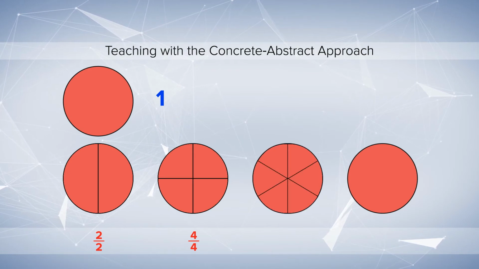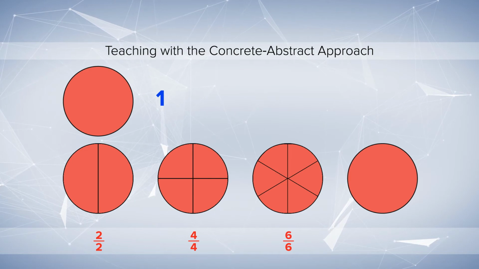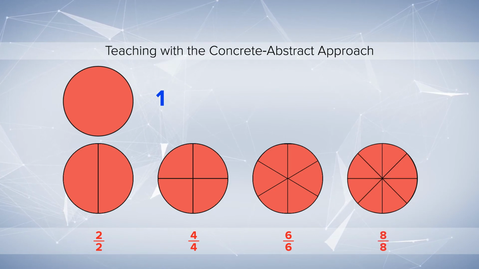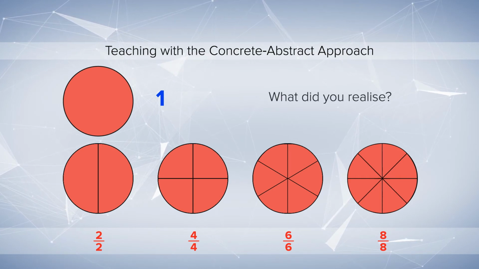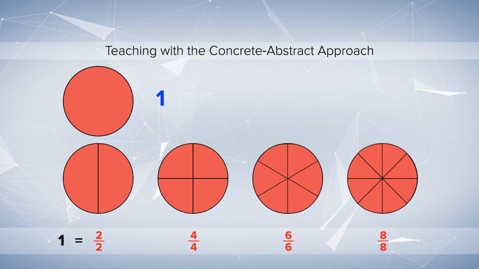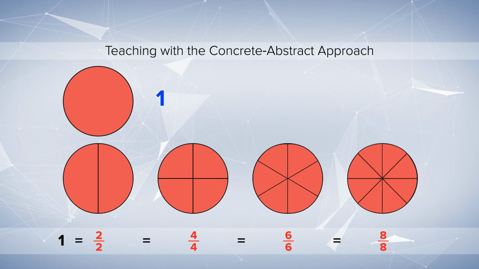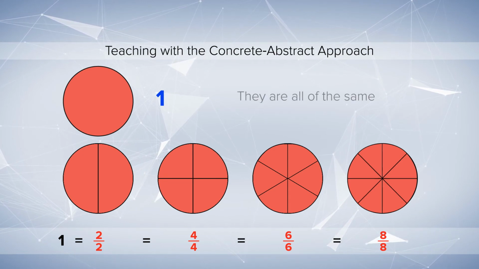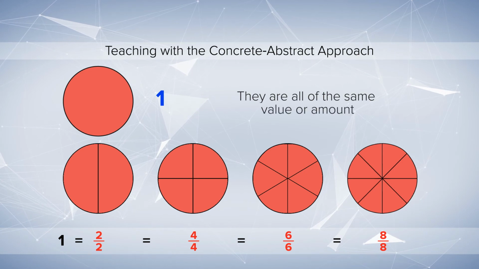Place 6/6 on the whole. Write 6/6 below it. 1 whole is also the same as 6/6. Place 8/8 on the whole. Write 8/8 below it. 1 whole is also the same as 8/8. What did you realize? 1 whole is equal to 2 halves, 4 quarters, 6/6, and 8/8. These are the equivalent fractions of 1 whole. They are all of the same value or amount.